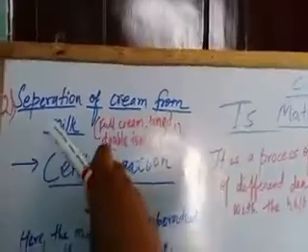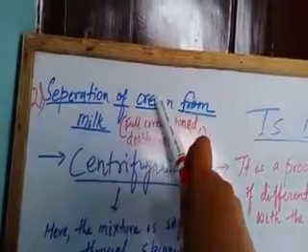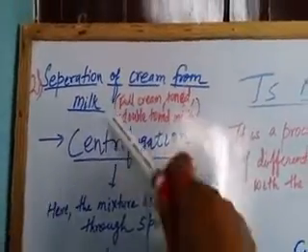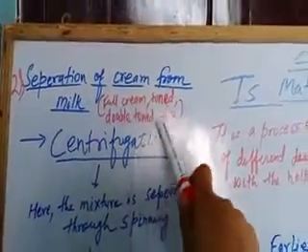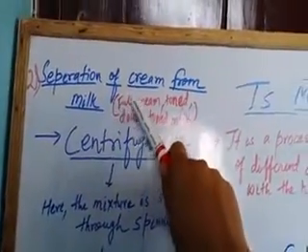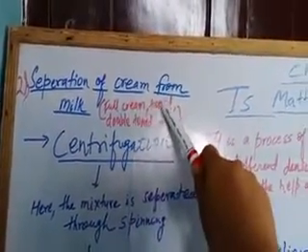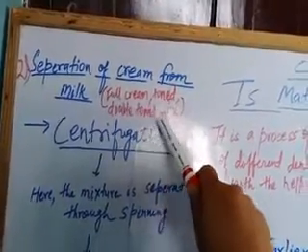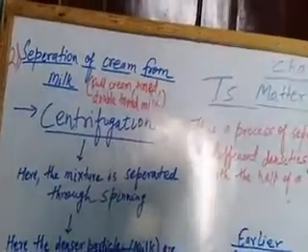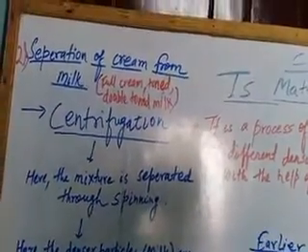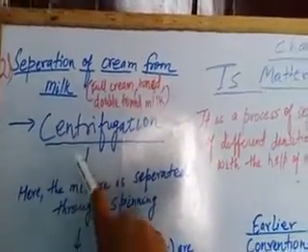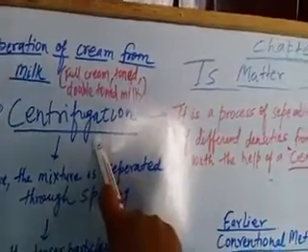The next is separation of cream from milk. Now there are different types of milk available in the market, that is full cream milk, toned milk and double toned milk. Full cream milk means it contains a high amount of fat. Toned milk means it contains less fat, and double toned milk means it contains still less fat. So toned and double toned milk are generally used by people who are maintaining their body weight. We can separate cream from milk by using the centrifugation process.